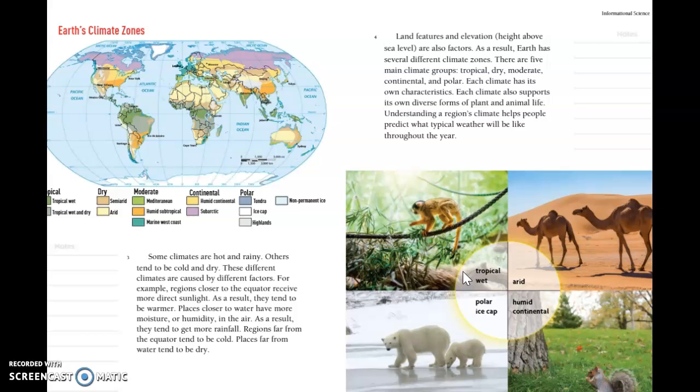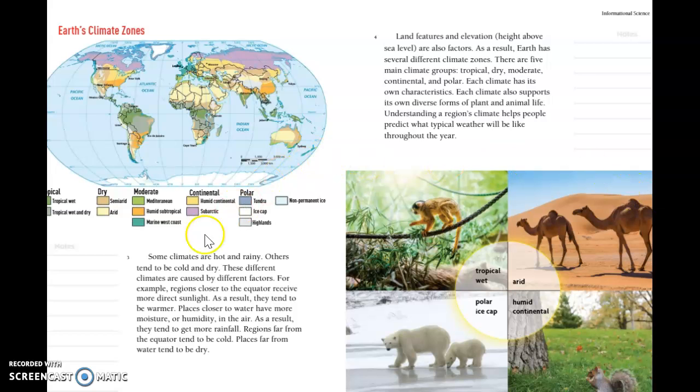The really cool thing about Earth's climate is that we know a lot about all the different climates because of the scientists and researchers who keep track of it. So there's a really cool text feature here that shows all the different climates. Notice how some places are tropical, some places are dry, some places are moderate, some are continental, some are polar. We can use cause and effect to think about why Earth's climate zones are all completely different.